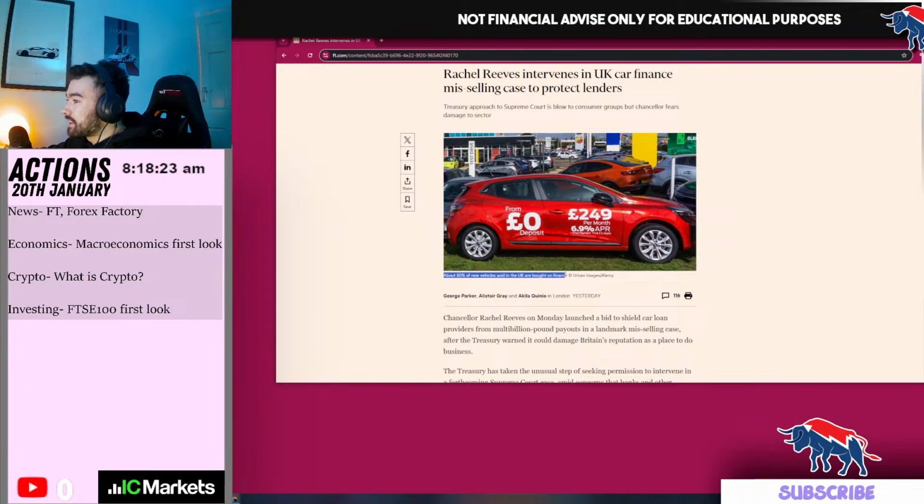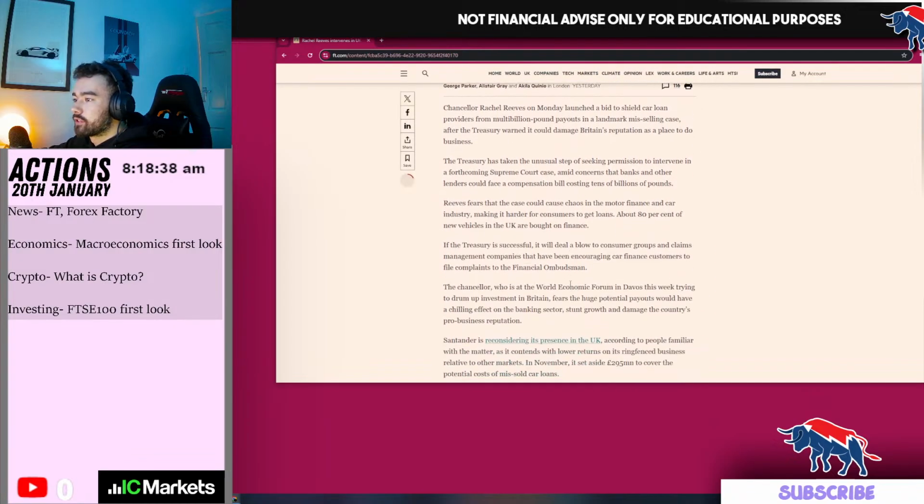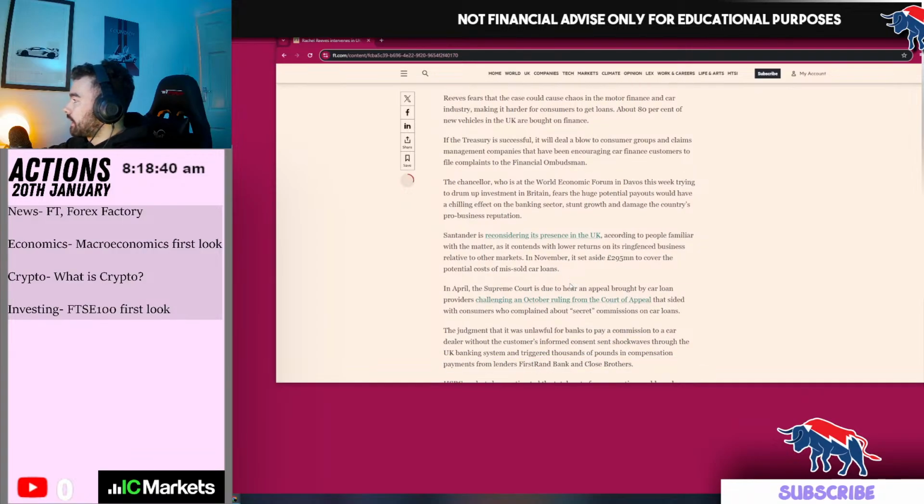About 80% of the new vehicles sold in the UK are bought on finance, which makes sense because people can't afford the full price, which is why they shouldn't be buying it. Yeah, I think to finish off, we could maybe start this conversation. Who in the chat has financed a car?